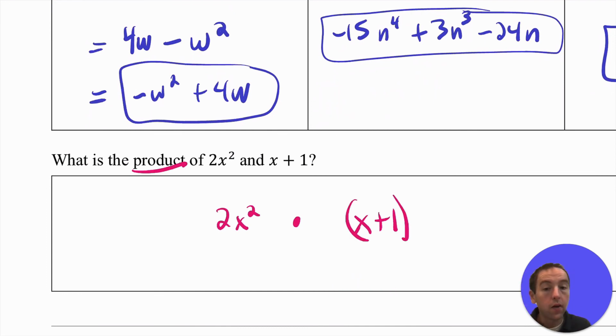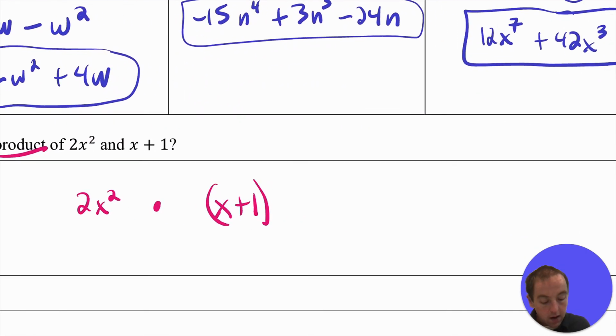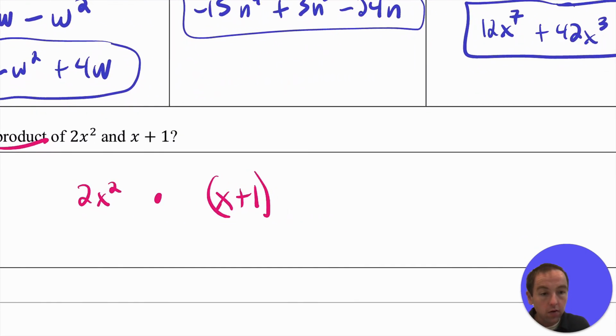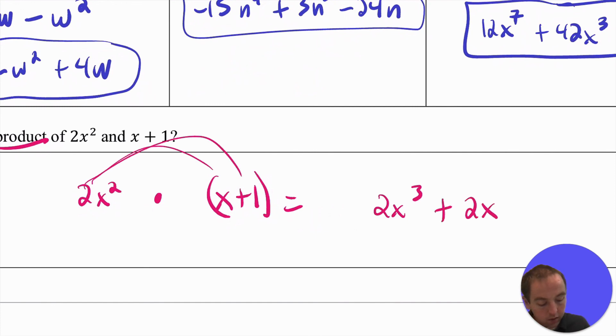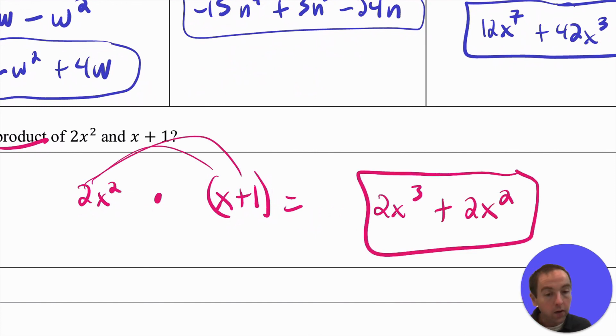You have to have that in parentheses, and then you always want to get a simplest answer in math, right? So you're going to have to distribute to get a simplest answer. So when you distribute, you're going to get 2x to the third, but then 2x squared times 1 is 2x squared, and that right there would be a polynomial that's in standard form and also the simplified answer.